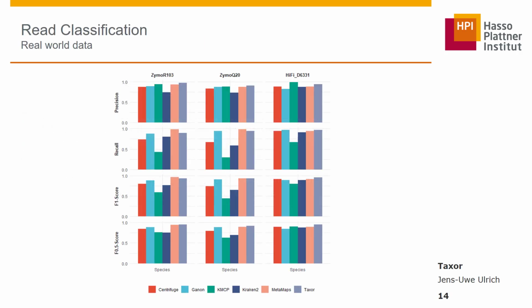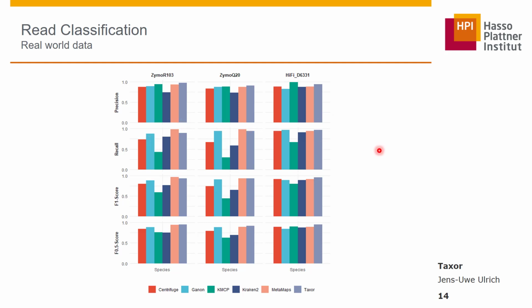Now we calculated for each of the 3 real mock communities the read classification precision, recall, and F-scores using Taxor, Centrifuge, Ganon, KMCP, Kraken 2, and MetaMaps. On this slide, we present the results on species level, and we can see that Taxor has the highest precision across all tools for the 2 nanopore datasets, while only KMCP is better for the PacBio dataset. However, KMCP has by far the worst recall of all tools.